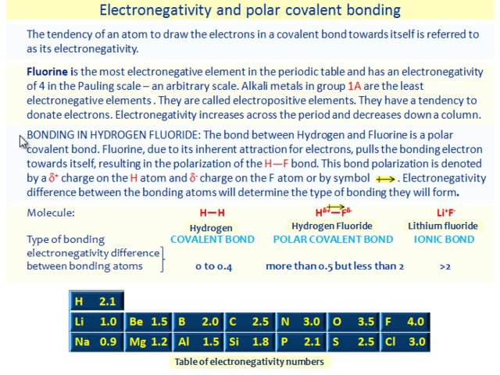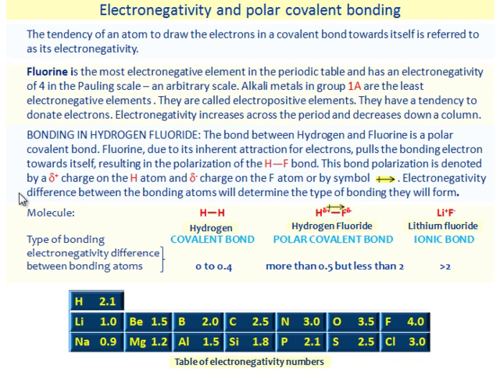Bonding in hydrogen fluoride. The bond between hydrogen and fluorine is a polar covalent bond. Fluorine, due to its inherent attraction for electrons, pulls the bonding electrons towards itself, polarizing the HF bond. This bond polarization is denoted by a delta positive charge on the hydrogen atom and a delta negative charge on the fluorine atom, or by a symbol.